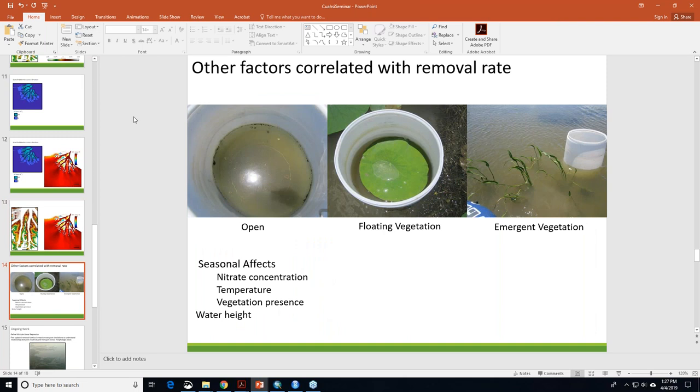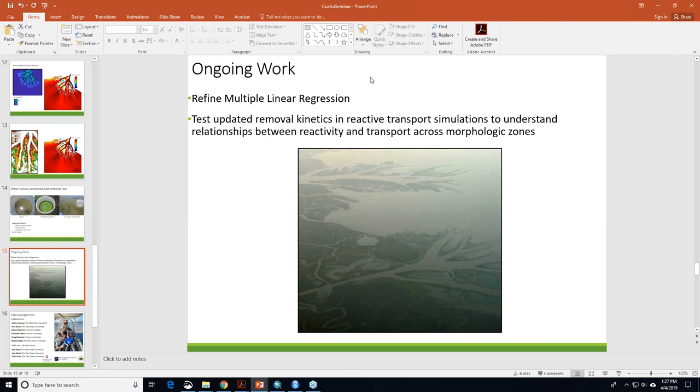We know that nitrate removal rate is not dependent only on elevation, that the delta is very dynamic. There's a lot of different things going on. There's vegetation. We talked about plant uptake. We know that nitrate removal changes with concentration, with water height, with seasonal effects like temperature. So these are the other factors that are correlated with removal. My ongoing work is that I've set up a multiple linear regression, which is going to include all of those variables. And for each location on the delta, it is going to give me a removal rate. Then we can use that flow model to get an estimate of how much nitrate is removed from the system. So I'll be testing that model soon.